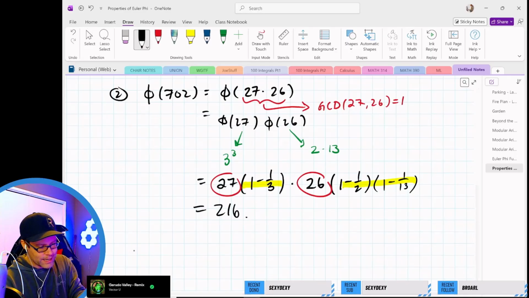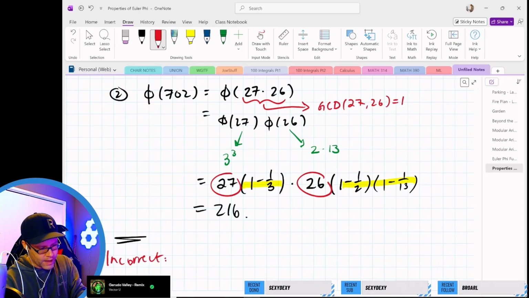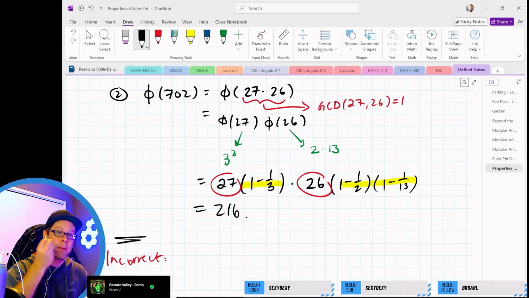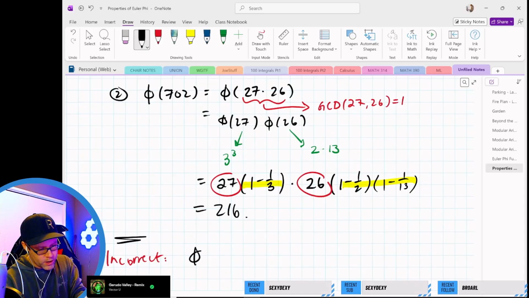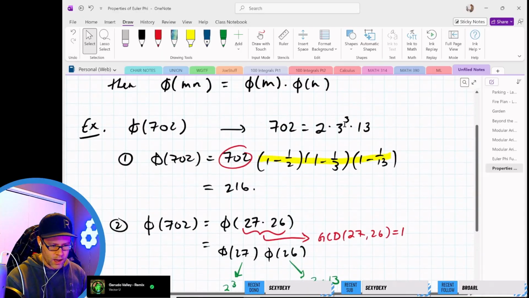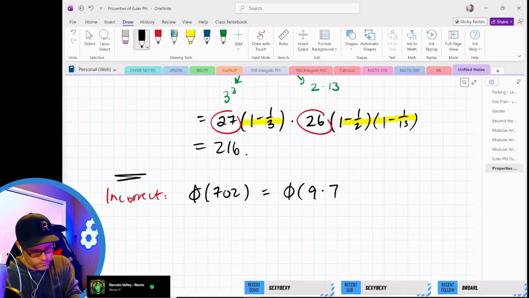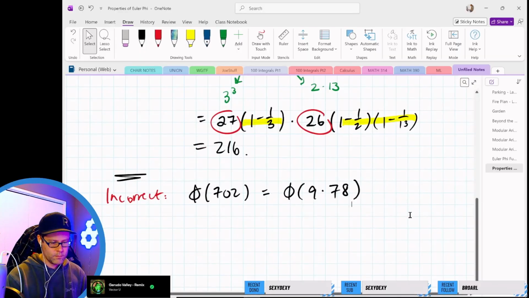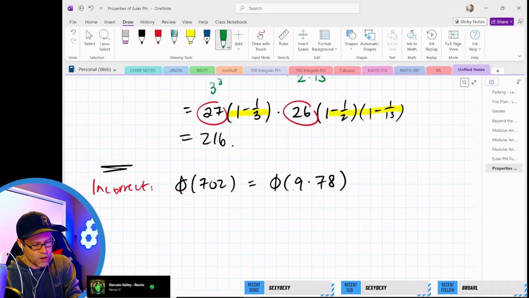Now, we can look at this in an incorrect way as well and ask ourselves, okay, why is co-prime important to being able to utilize this forward process? We could try doing something like this. We could try saying, well, 702 is, I don't know, 9 times some stuff. It would be 9 times 26 times 3, which is 78. But now the problem is these are not co-prime anymore. So let's see how this breaks down.